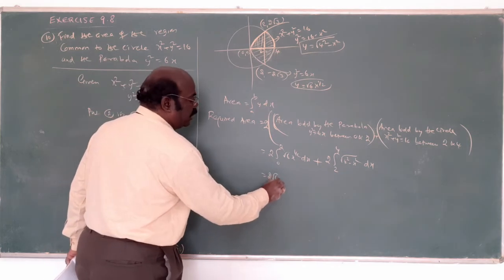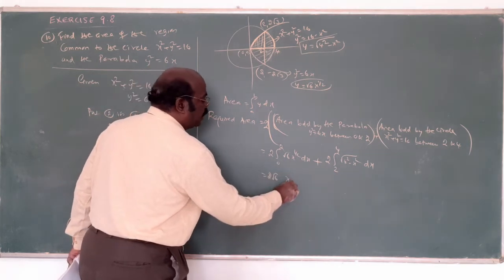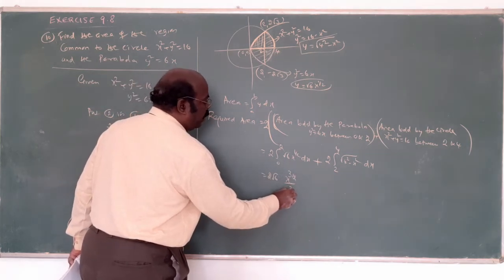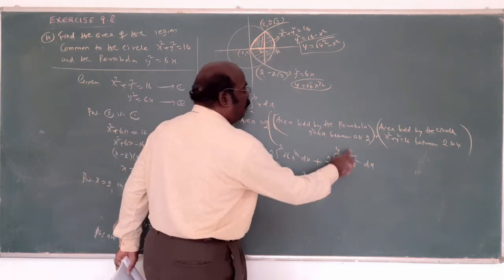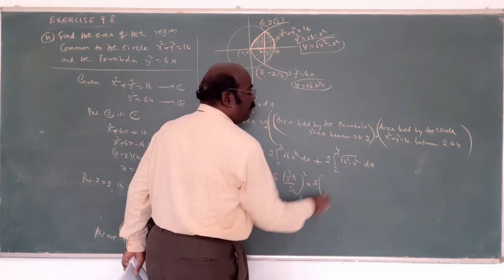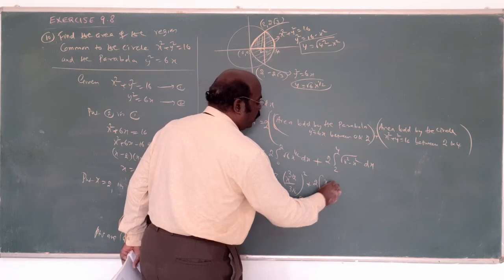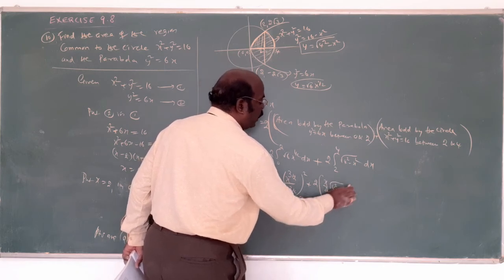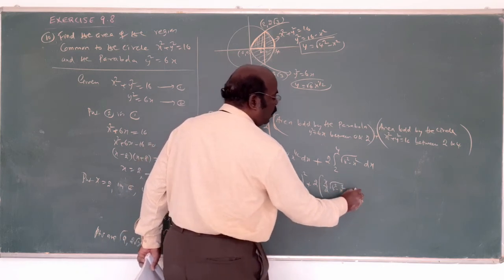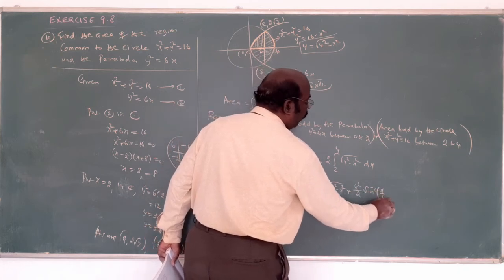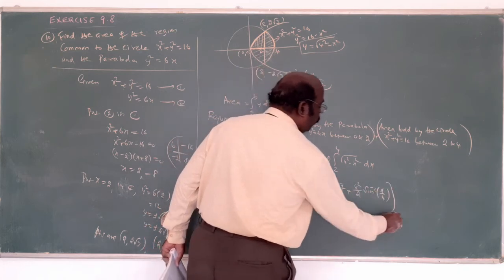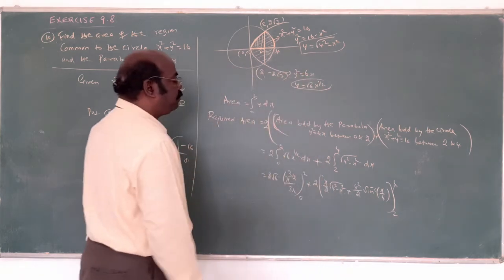2 into root 6 is constant. The integral of this is what? X power 3 by 2 divided by 3 by 2. Am I right? From 0 to 2. Into the formula for integration of root of a squared minus x squared: x by 2 into root of 4 squared minus x squared, plus 4 squared by 2 into sin inverse of x by 4. This is the formula. Here from 2 to 4. Am I right?